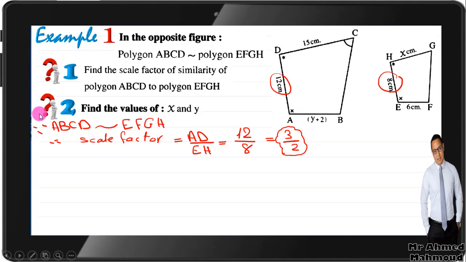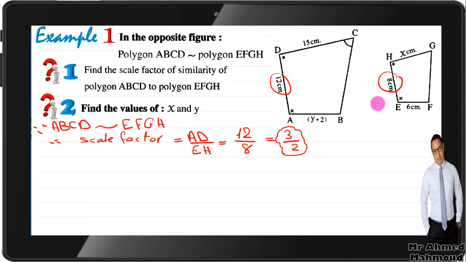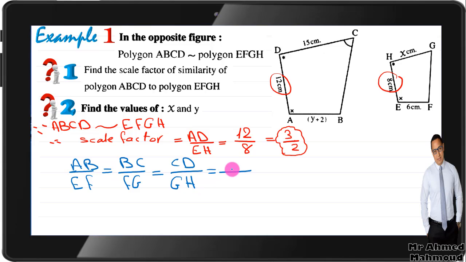Okay, the second required. Here he asked me to find X and Y. It's very easy. Here I will make the proportion. A proportion comes from this one: AB over EF, BC over FG, CD over GH, AD over EH.